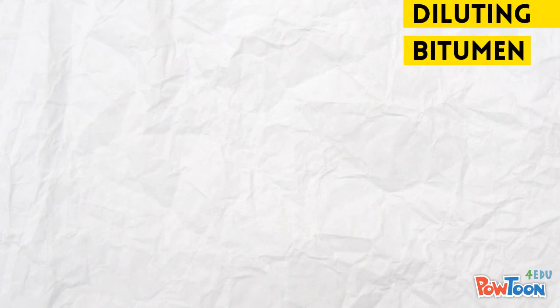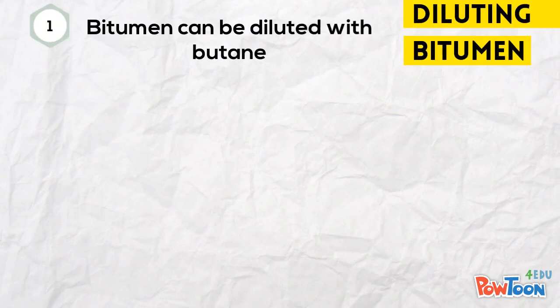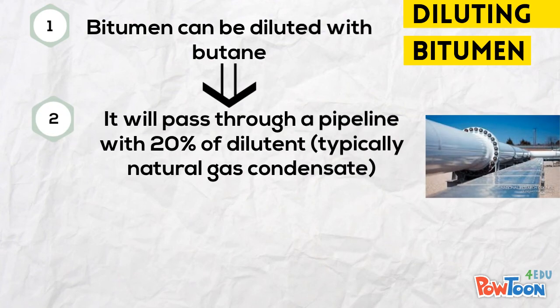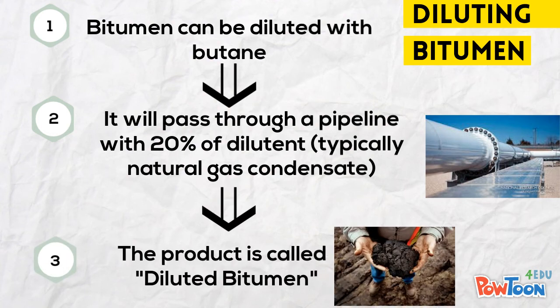Another method to ease bitumen transportation is by diluting it. Bitumen can be diluted with butane, and then it can pass through a pipeline with 20% of dilutant, typically natural gas condensate. The product is diluted bitumen, which is a powder, so it makes it easier to transport.